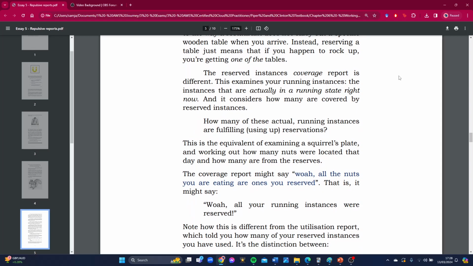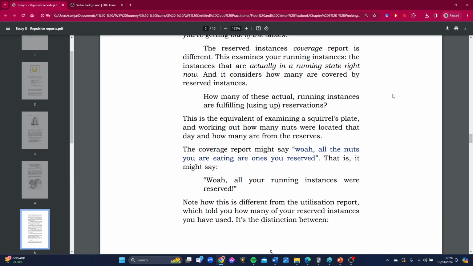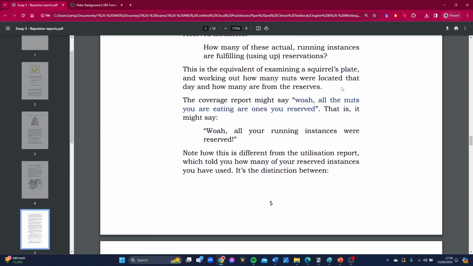This examines your running instances, the instances that are actually in a running state right now, and it considers how many are covered by reserved instances. So the coverage report deals with concrete things and assesses concrete things. It asks how many of these actual running instances are using up reservations, are fulfilling reservations. This is the equivalent of examining a squirrel's plate and working out how many nuts were located that day, were demanded that day, found that day, and how many are from the reserves.